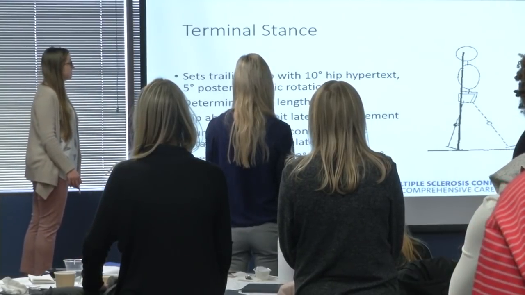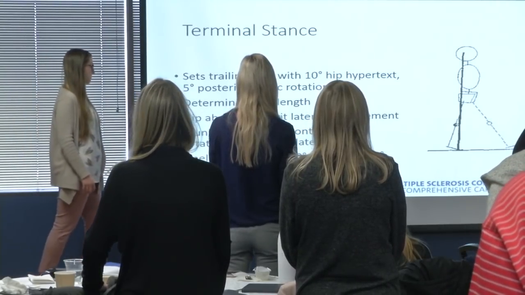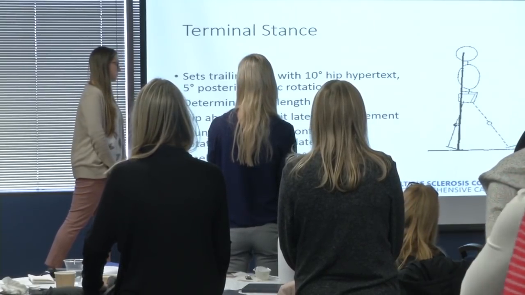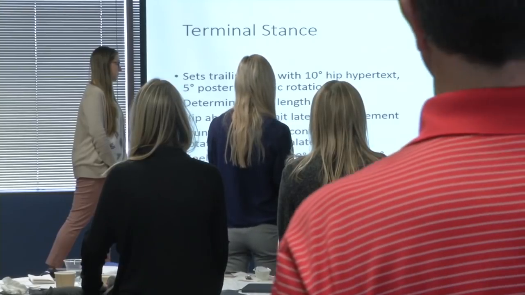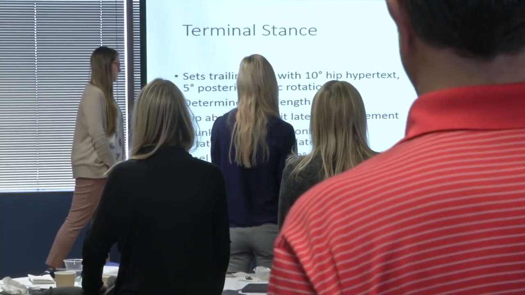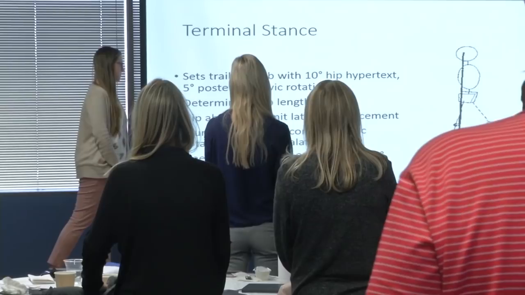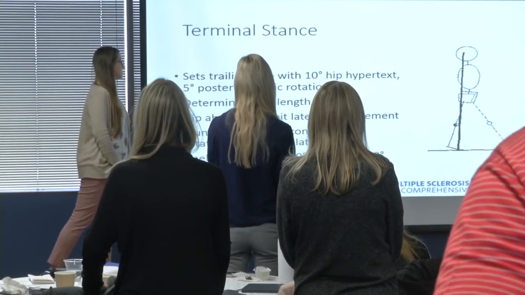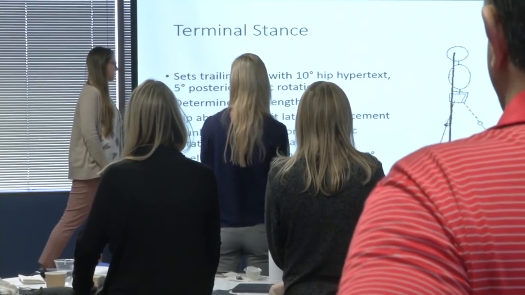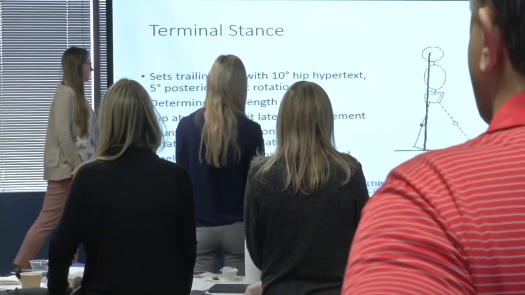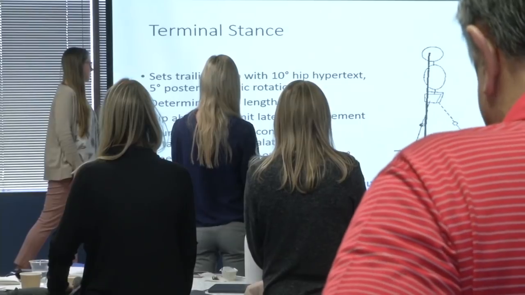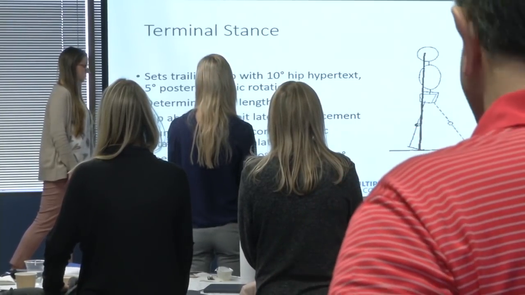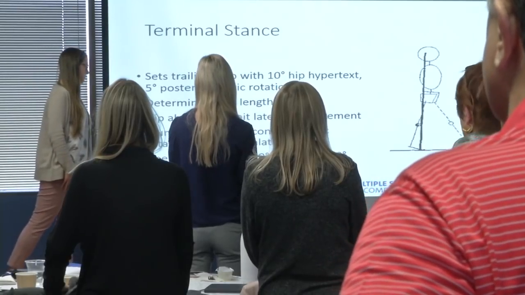Next, we transition to terminal stance, and this is where we achieve a trail limb position. Secondary to this, the trail limb helps determine step length and helps determine how stable our body will be as we transition throughout the gait cycle. In this phase, the hip is going to move into an extended position to approximately 10 degrees. The knee is going to be slightly flexed, and the ankle is going to transition to neutral, and this is where we see the rise of our heel, which is very critical in setting up effective swing phase.